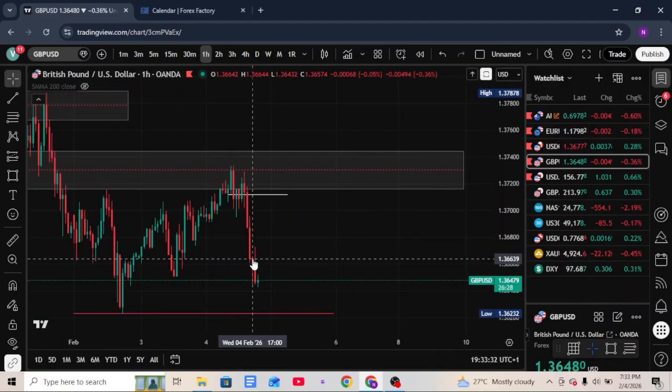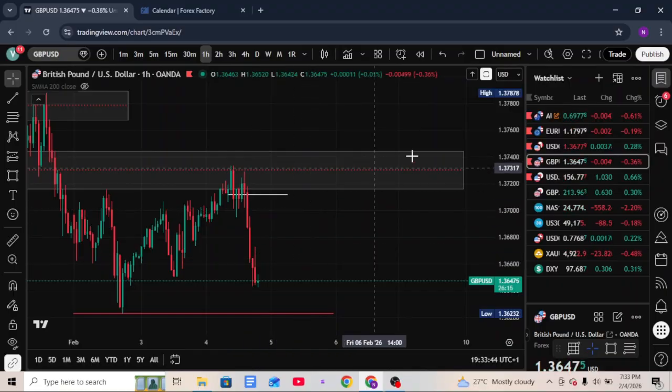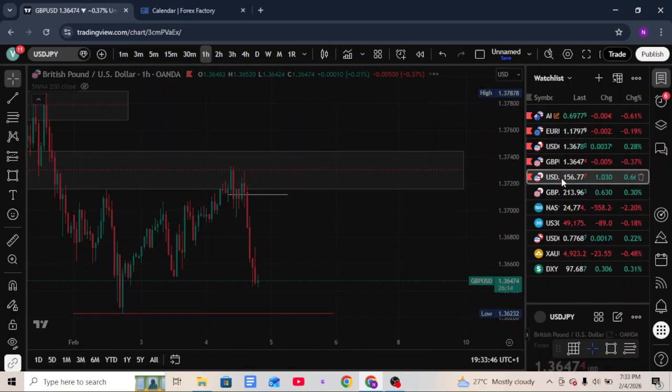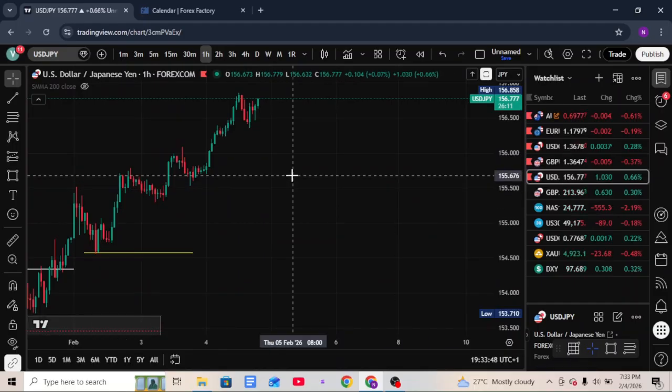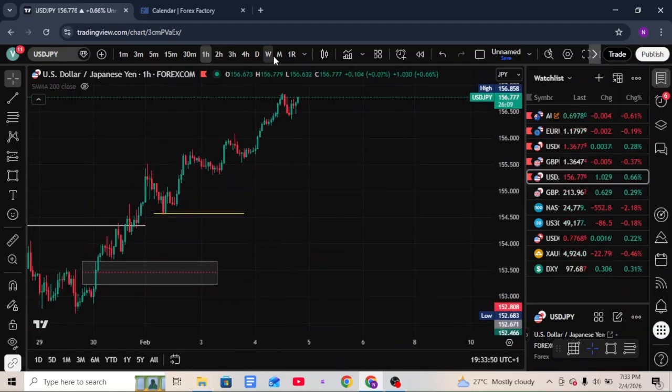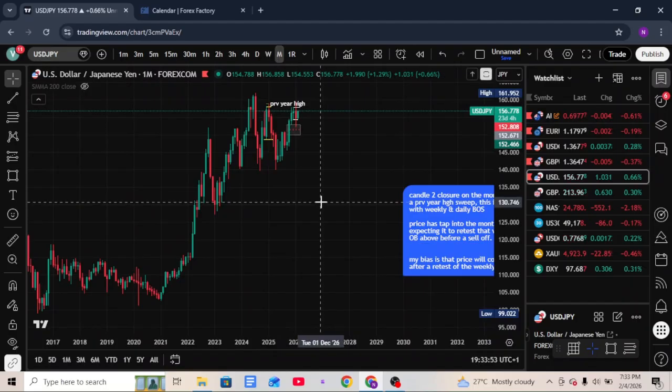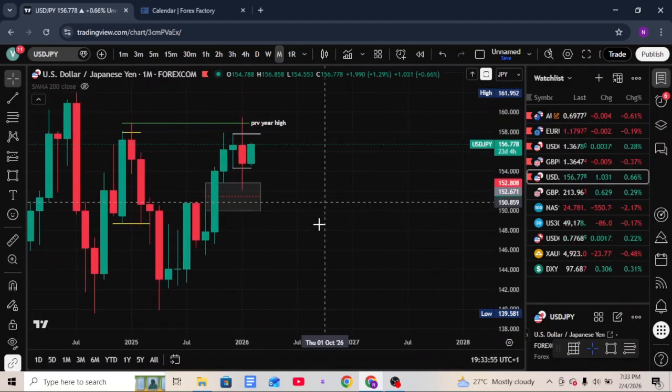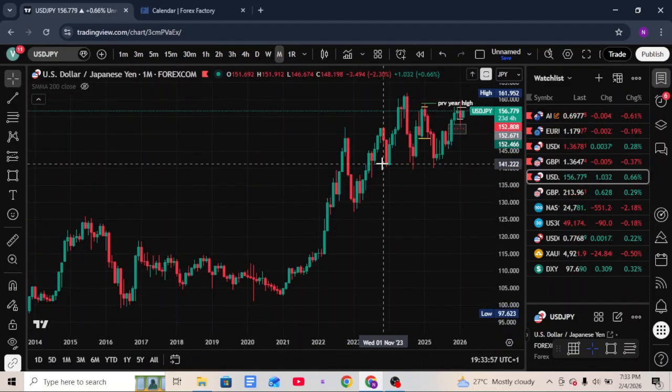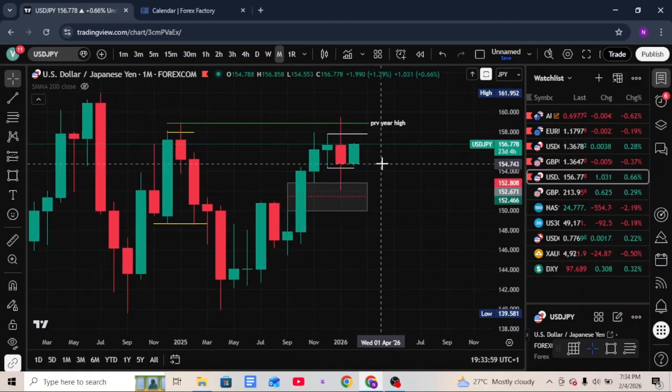Now, the one I want to talk about today is higher time frame change state of delivery, highest probability, and highest target. Now, let's use USDJPY for this. Let's drop down. Let's go to the monthly. All right.